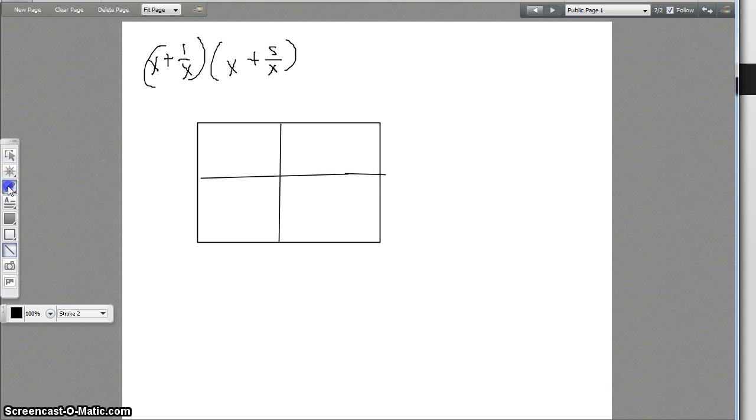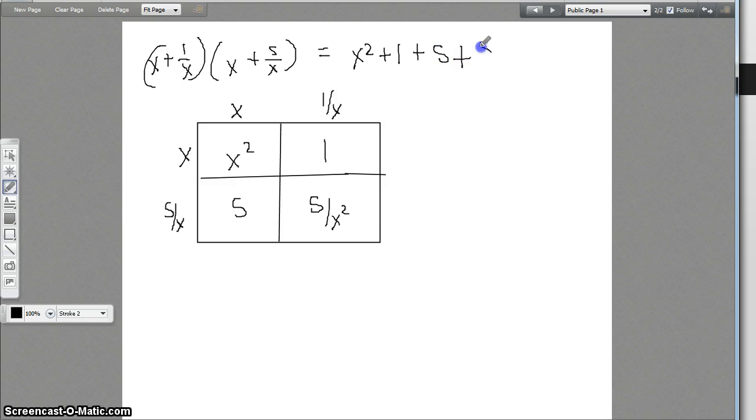Okay, so now I am going to write my numbers. I have x, and I have 1 over x. I have x, and then I have 5 over x. X times x is x squared. X times 1 over x is 1. 5 over x times x is 5. 5 over x times 1 over x is 5 over x squared. So what I get is x squared plus 1 plus 5 plus 5 over x squared, which works out to x squared plus 6 plus 5 over x squared.